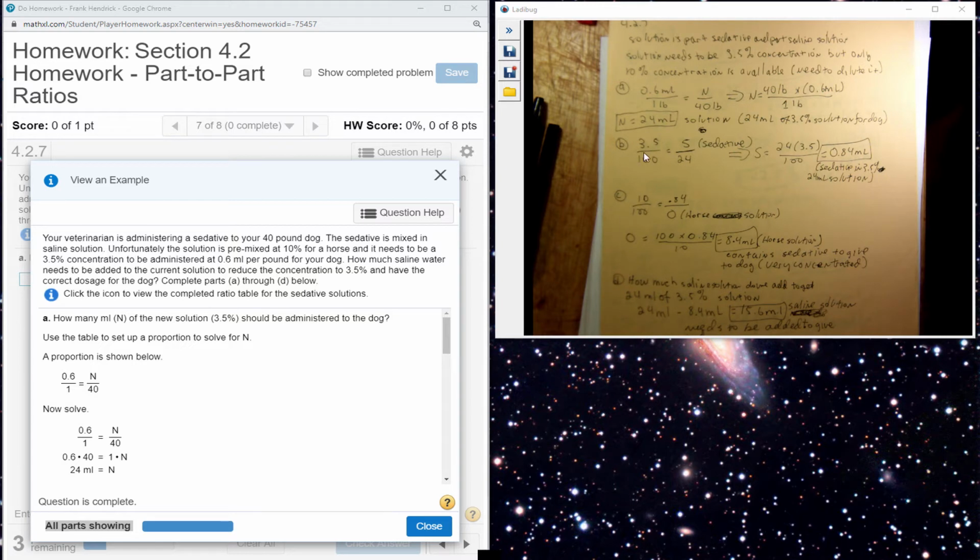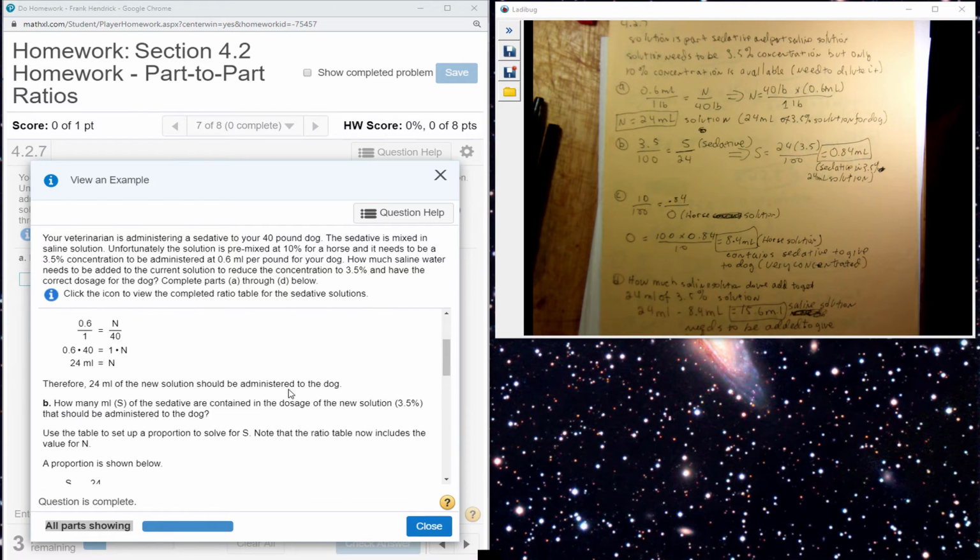Okay. So we also know that 3.5% concentrations. They ask the question: how many milligrams of medication are contained in a 3.5% concentration here? So we know that 3.5% concentration per 100 milliliters, 3.5% medication for every 100 mils. And the dog needs 24 mils of it. So how much medication is contained in those 24 mils the dog is going to need?